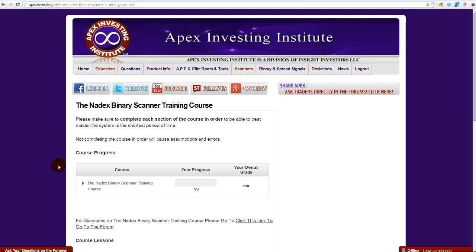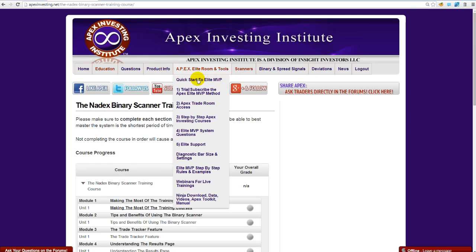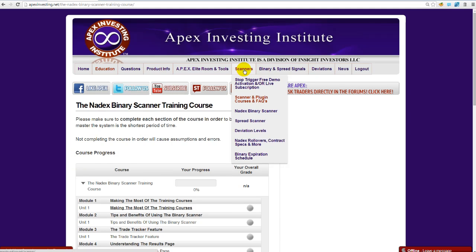It goes in, how does it work, and lays it out step by step, making the most tips and benefits of using the scanner, the trade tracker feature, understand the results page, using filters, using the price simulator to know what a binary will be worth if the market moves. So all that's built into the course. And so you'll want to take advantage of that scanner out of the gate. It makes it so much easier.